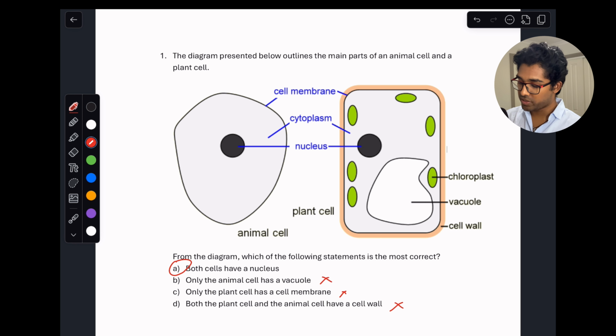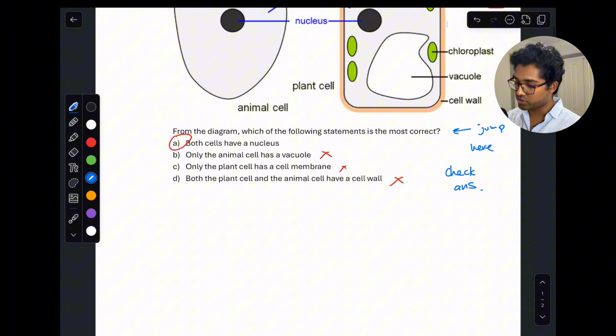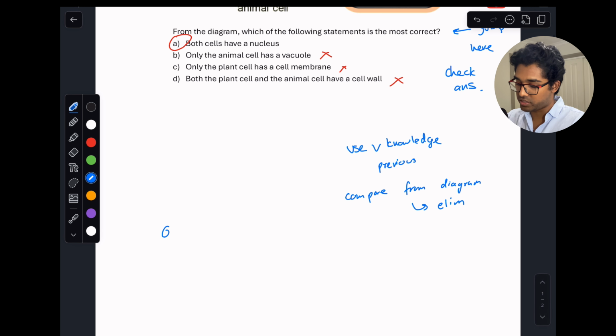Summary: what we're going to do is we're just going to jump right into the question and then we check answers. Okay, so you can use knowledge that you know, so use previous knowledge, or we can compare from the diagram and then use elimination. So we can eliminate each one of these answers sequentially, right? So even though this is really basic biology, these questions really are just testing how quickly and accurately you can rule out incorrect answers without second guessing yourself. So this is a speed and accuracy question.